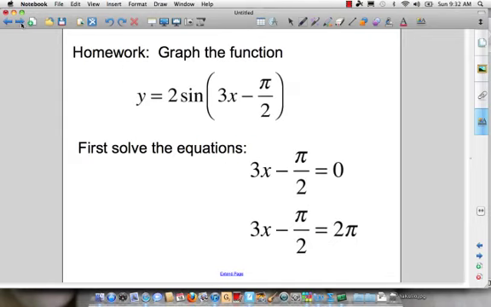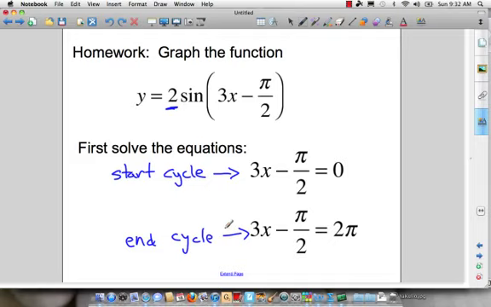For your homework, I want you to graph a similar function. Notice that this one does have a 2 in the front, so in addition to phase shifting this graph, the amplitude should be 2. And just a reminder that you want to solve 3x minus pi over 2 equals 0, because that will tell you where to start one cycle of this function, and then you want to solve 3x minus pi over 2 equals 2 pi to know where that cycle will end. And then of course you'll mark your scale accordingly. Do this on graph paper. Have that ready for class next time.